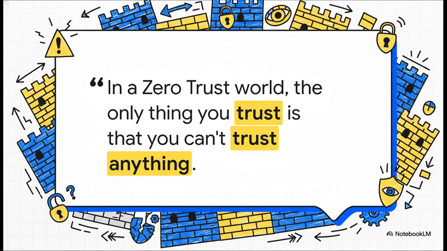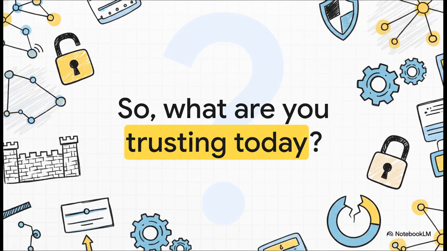This quote just says it all, doesn't it? The old model was all about building bigger and better walls. The new model assumes the walls have already been breached and forces you to act accordingly. And that leaves us with a final thought. From the password on your phone to the network at your office, all of our security is built on a series of assumptions about what and who can be trusted. So the question is, are those assumptions still safe?